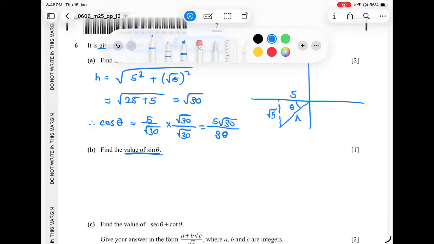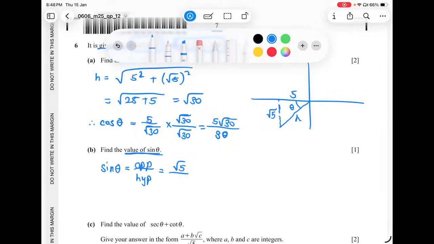Yeah, okay. Now let's find sine theta. So this is part B, sine theta. Sine theta is basically opposite over hypotenuse. So the opposite to the angle theta is root 5.